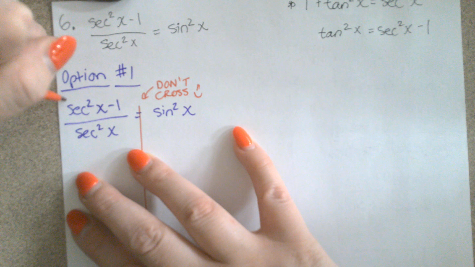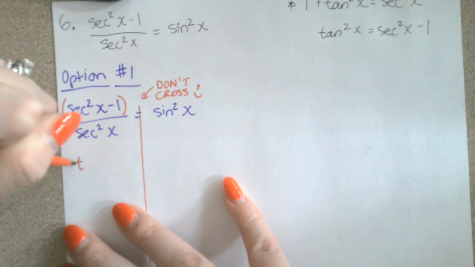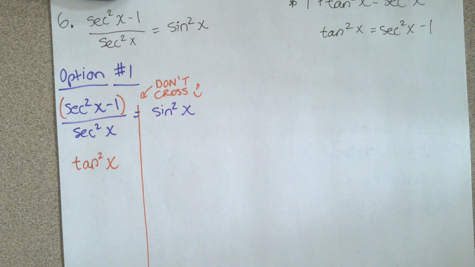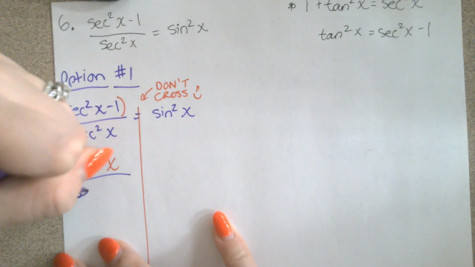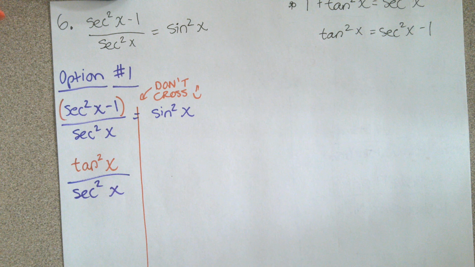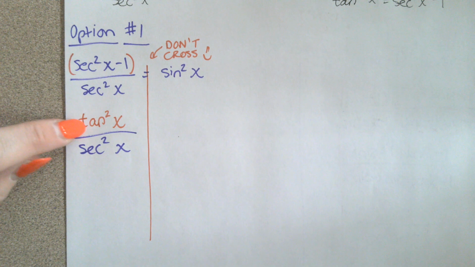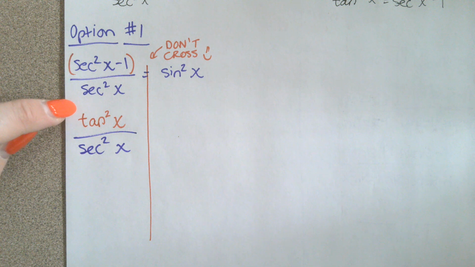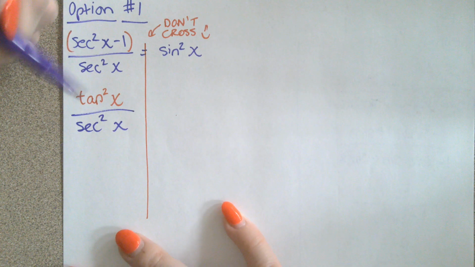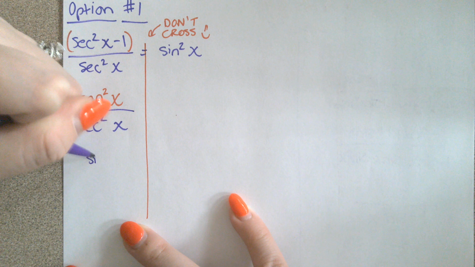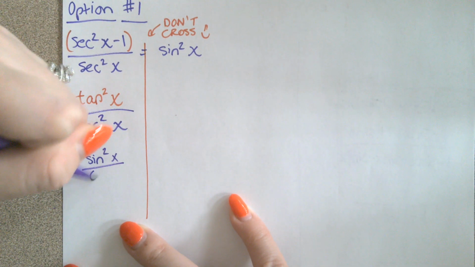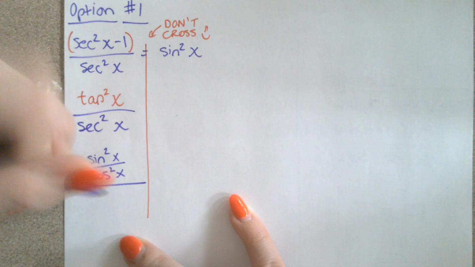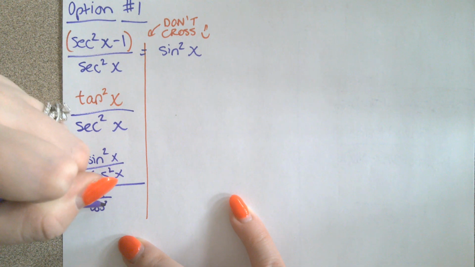So I'm going to put that in red. So now this is tangent squared x, that's it, over secant squared x. Next, our only option would then be to go towards the sine and cosine forms of both of these functions. So tangent is sine over cosine, don't forget the squareds, over secant squared is just 1 over cosine squared.